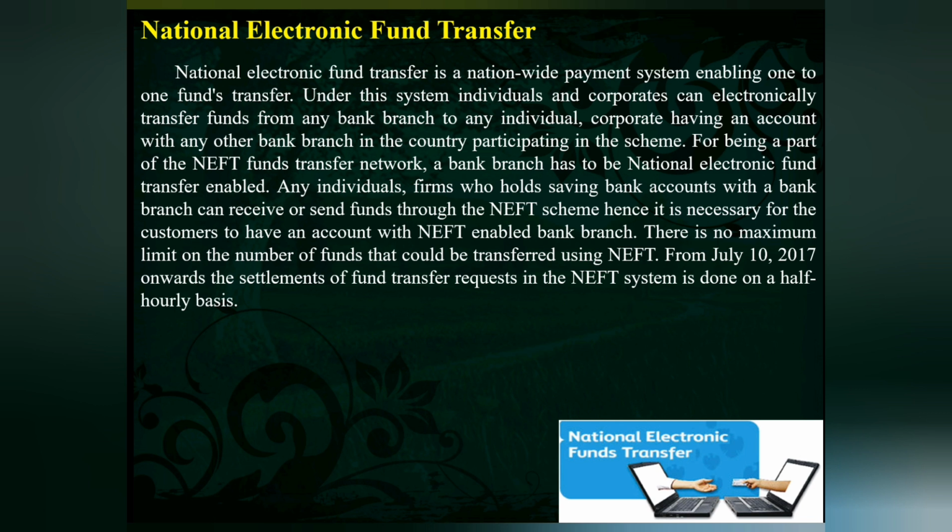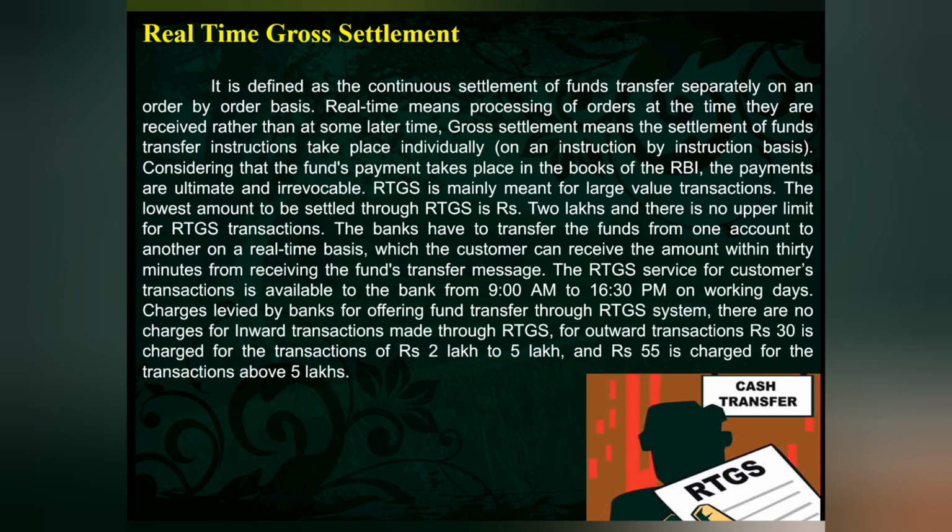Now I am explaining about the Real Time Gross Settlement. Generally it is called RTGS. It is defined as the continuous settlement of fund transfers separately on an order by order basis. Real time means processing of orders at the time they are received rather than at some later time. Gross settlement means the settlement of fund transfer instruction takes place individually.